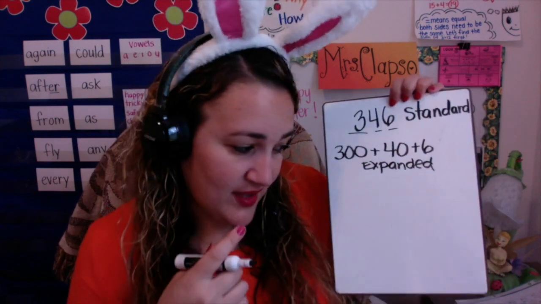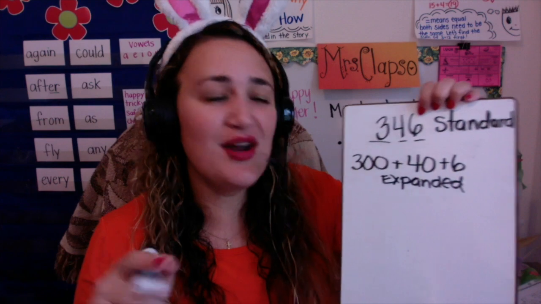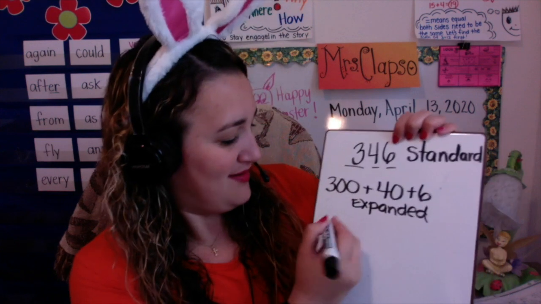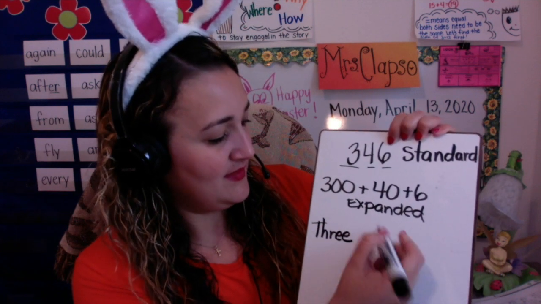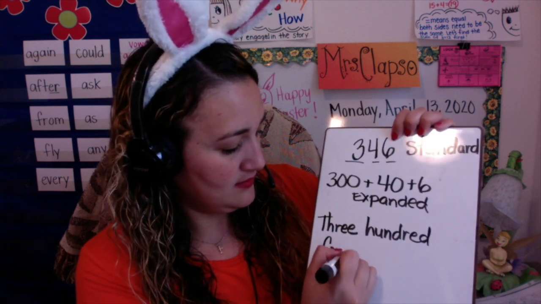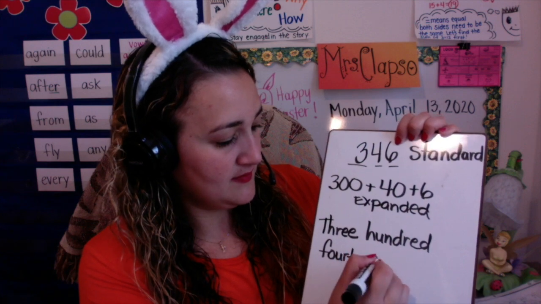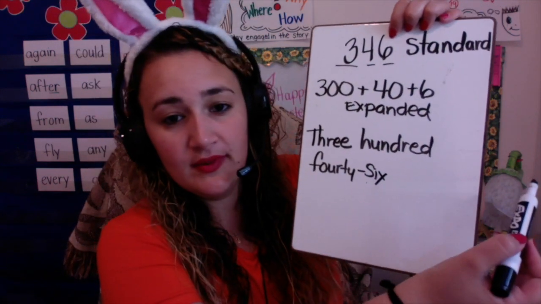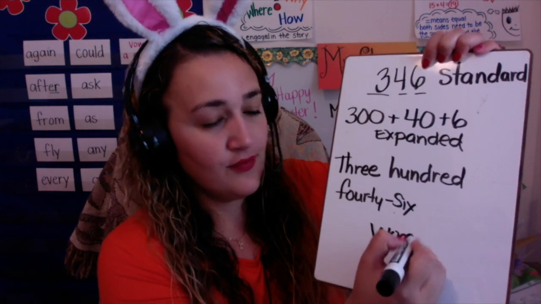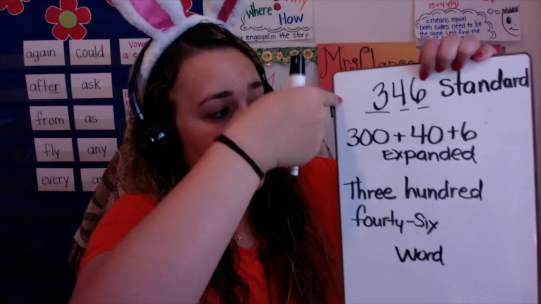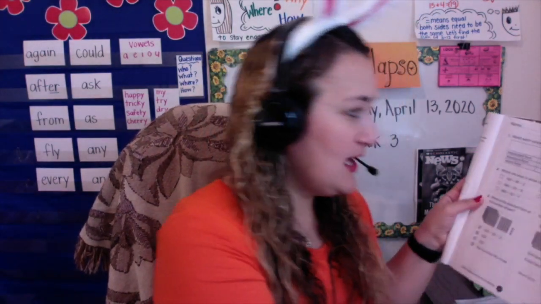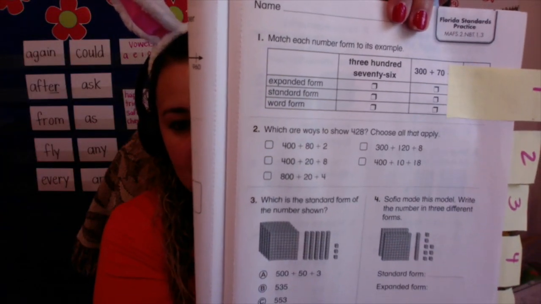And then we have word form. So it's word form. You write it in words. 346. Now I ran out of room. If I had room, I would write 46 right here. So this is called word form. So there you have it. Standard, expanded, word form. And that's what you're going to be doing for day 1 on NBT 1.3.